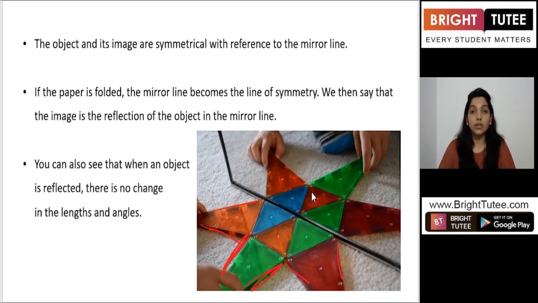Another place where you can observe such images is when a paper is folded: the mirror line becomes the line of symmetry. We can say that the line between an object and its reflection is the mirror line. You can also see that when an object is reflected, there is no change in length and angle. Everything still remains the same, right?